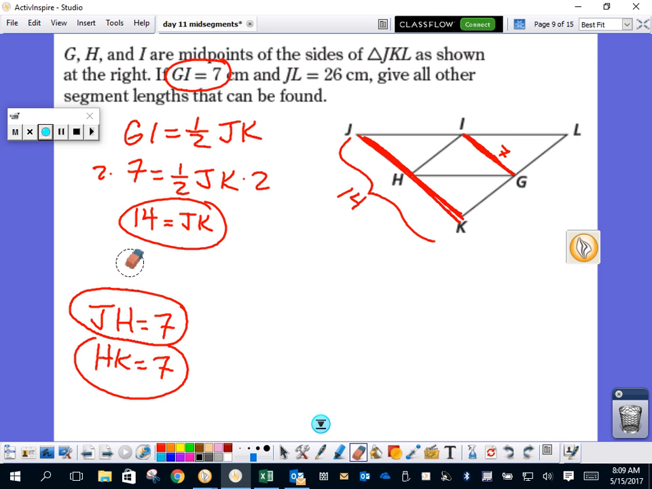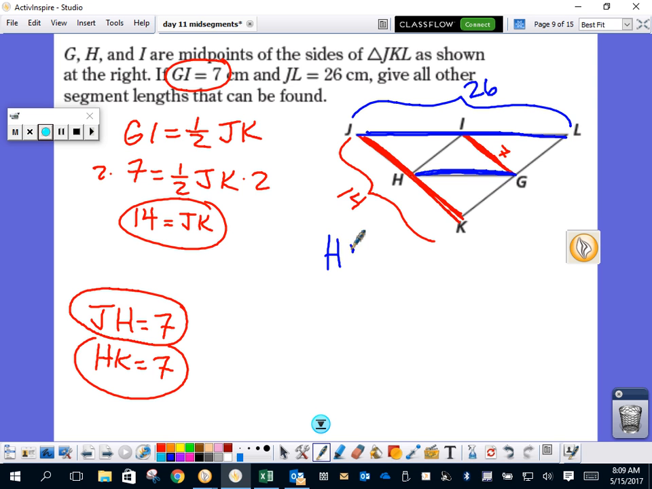Alright. Which colors? Whatever you need to do. JL is 26. Is that the long side or the midsegment? The long side. Jason says it goes with HG. Do we agree with that? He says it goes with this one, yes. Alright. So, HG is 1/2 JL. HG is 1/2 of 26. HG is 13. Everybody okay with that?